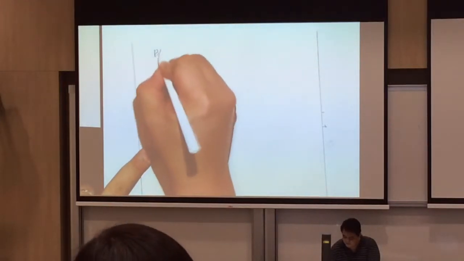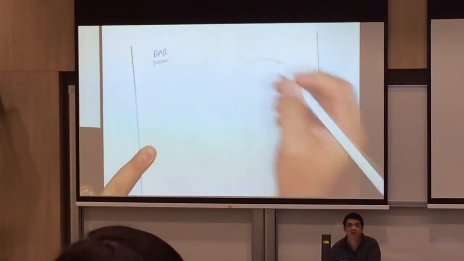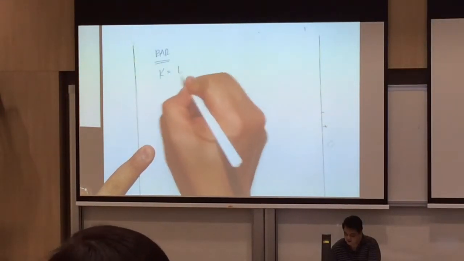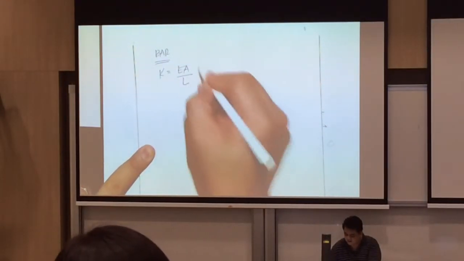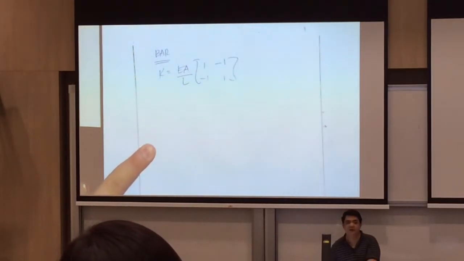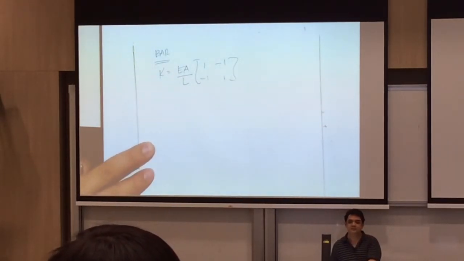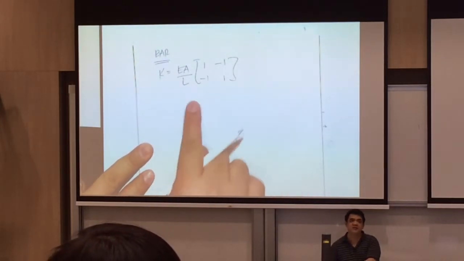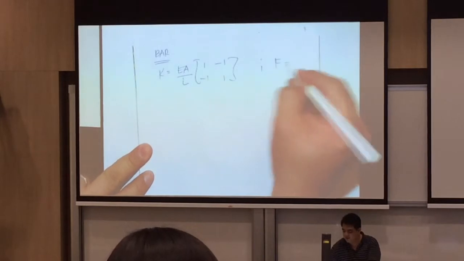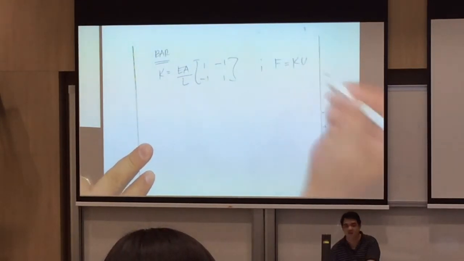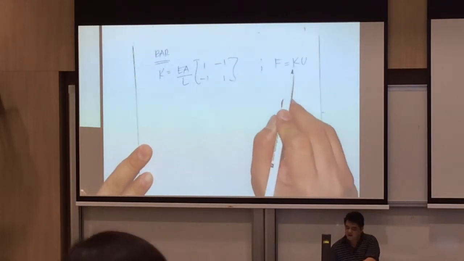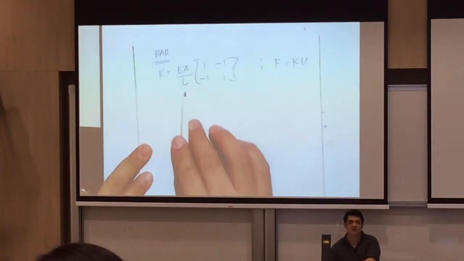So you know that for a bar, our symbolic stiffness matrix is K equal to EA all over L, 1 minus 1 minus 1, 1. Yes? So this is our target. You know that your finite element equation is F equal to K multiplied by U. So for a bar, we know that this K is equal to this one here.